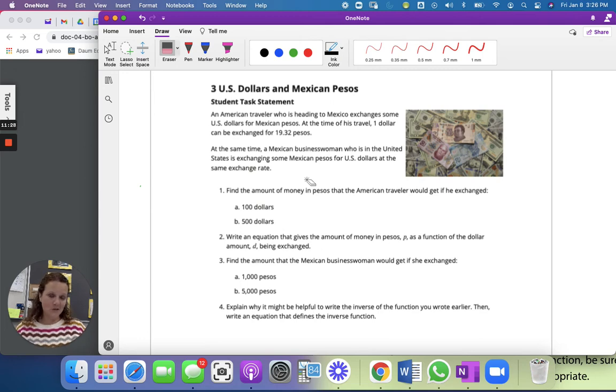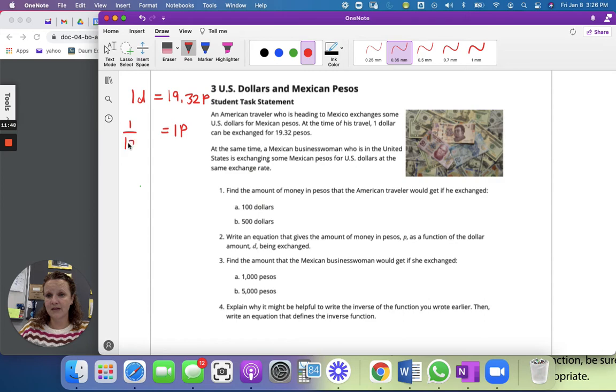Okay, so if we have $100, what it really means is $1 equals 19.32 pesos. And 1 peso equals 1 over 19.32 dollars. Okay, that's the inverse of each other. All right, sorry about that.